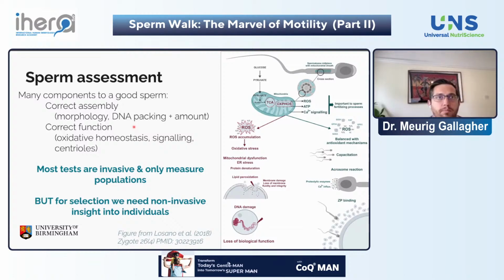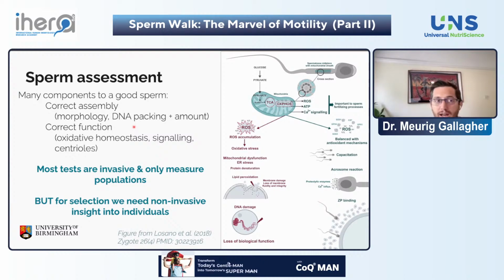The problem we have is that most tests to assess this are invasive. They involve blowing up a sperm head to look at the DNA, or they involve killing the sperm, fixing it and staining it to assess its morphology. And again, just as I highlighted at the beginning, they're only measuring populations of sperm. We're not measuring the individual fertilizing one. And that's complex. If we're thinking about sperm selection, then we need non-invasive insight.